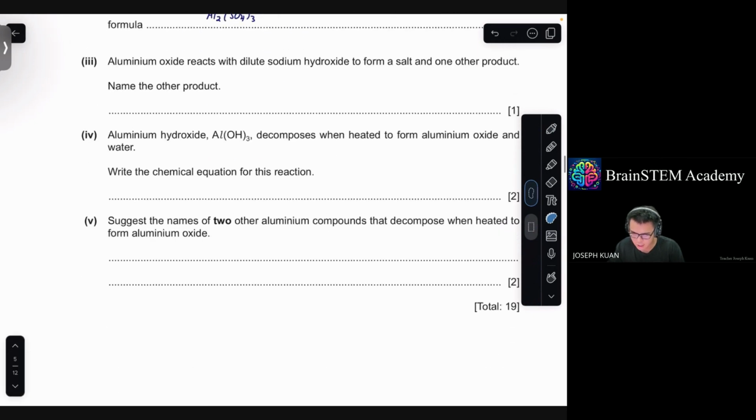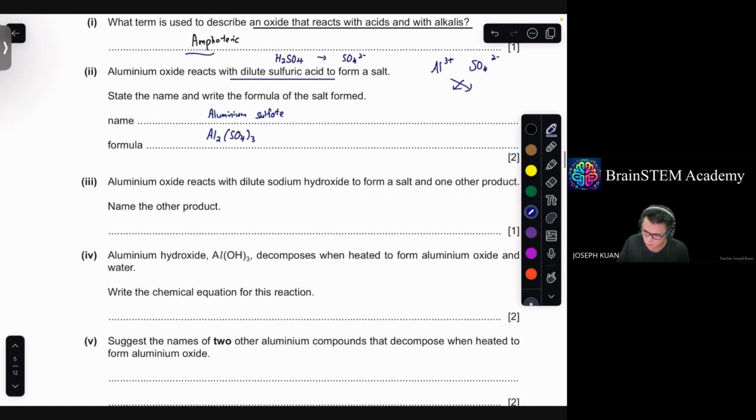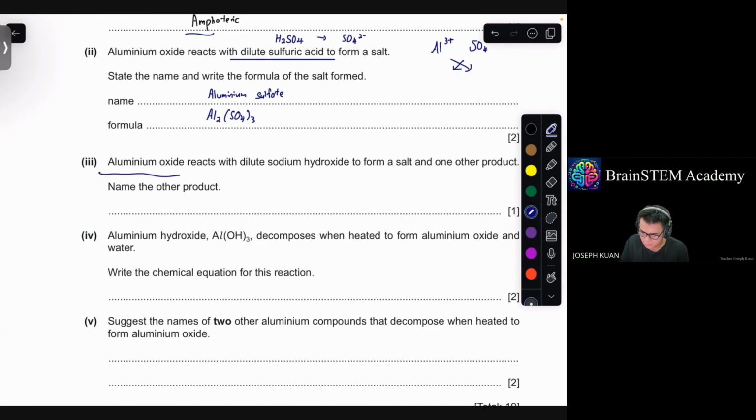Moving on to the next question. Aluminum oxide reacts with dilute sodium hydroxide to form a salt and one other product. Name the other product. So what is this reaction actually? Aluminum oxide and sodium hydroxide. So it should form water, because there's oxygen and hydrogen present, so it will form water.